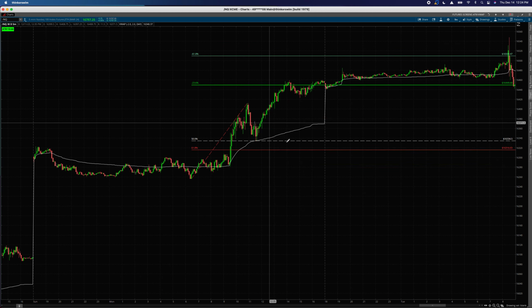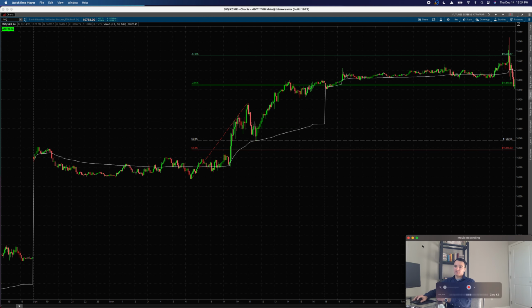Very technical trading, especially for rollover week. Typically, I don't trade over rollover week just because you have these institutions and larger investors that are rolling into these new contracts.